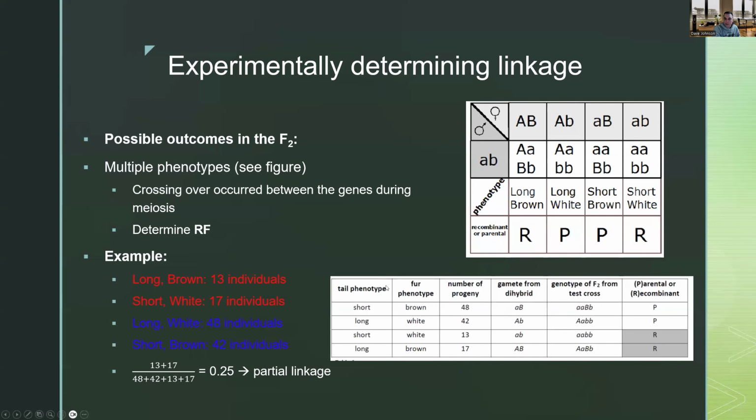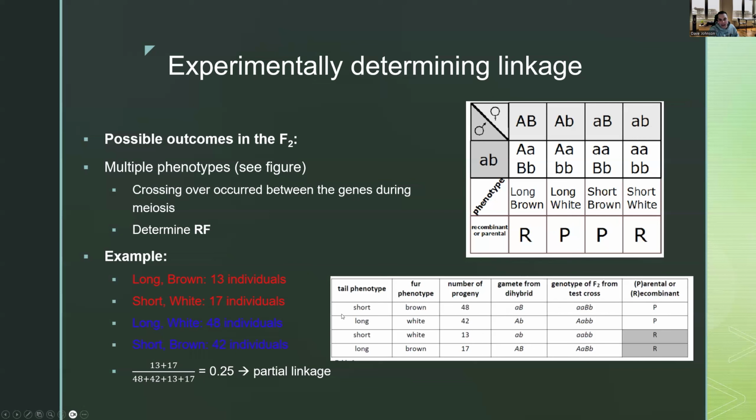So we do this cross, and we start looking at the phenotypes. Short brown, 48. We know that this is going to be the gamete. We know what that genotype has to be because we've controlled for that. We get long white, right? Long tail white coat, 42 of those. Well, we know that that must be another one of the parentals. Big A, little b, little b. We know because, again, we've controlled the genotypes of the individuals who are mating. But we also get some recombinants. We get 13 short white, 17 long brown. Now note, because these numbers aren't the same as these numbers, or even close, there's some linkage going on probably.